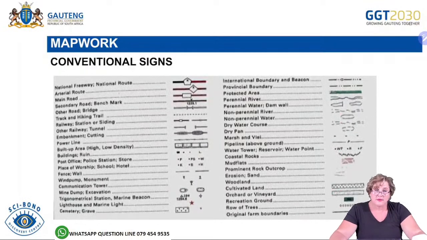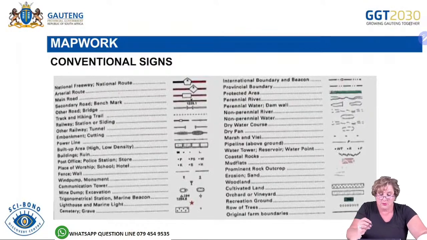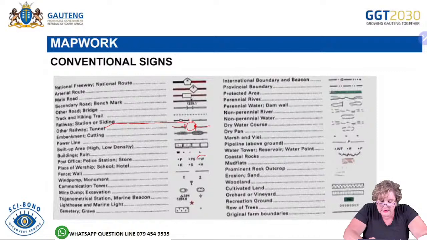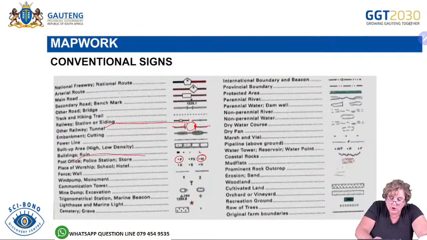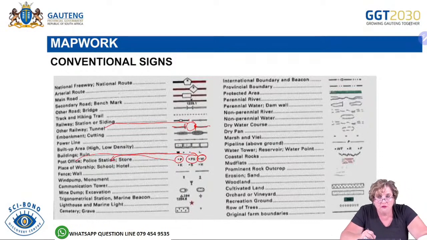Now we come to conventional signs. At the bottom of the map, you will find these symbols. Boys and girls, you don't have to study these symbols off by heart. You can just refer to the symbols. For example, if you have a black line that just stops, that part is a railway tunnel. The W stands for a store. The P stands for a post office. PS is the police station. Don't study this off by heart. It is on the map at the bottom.